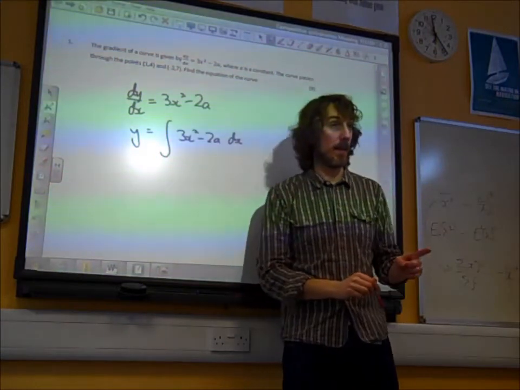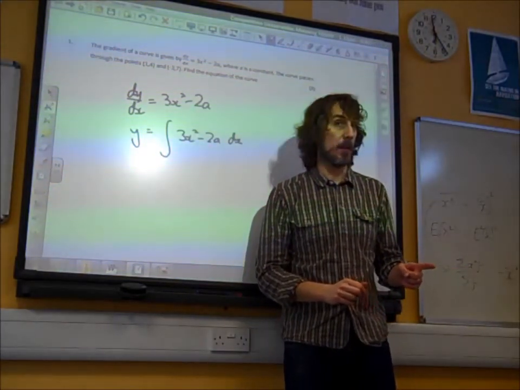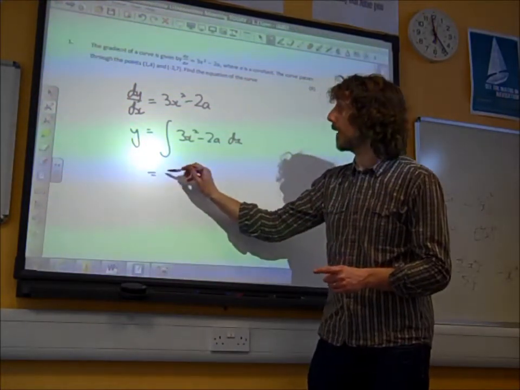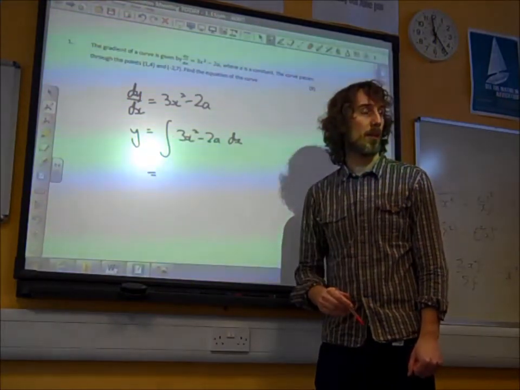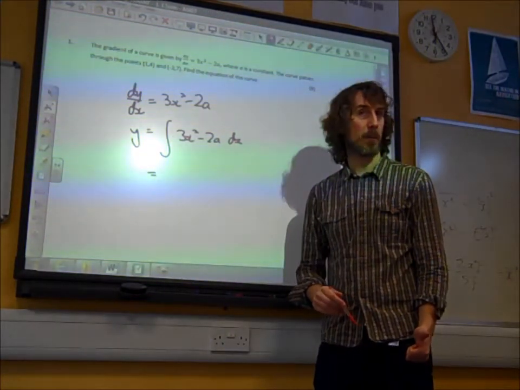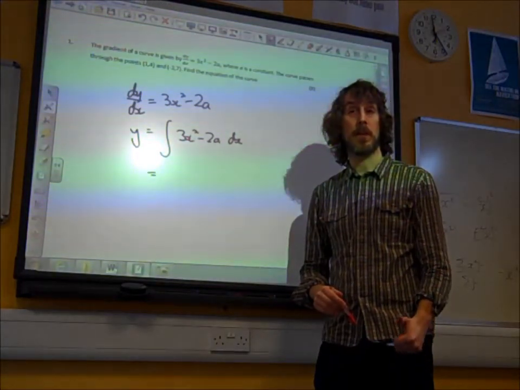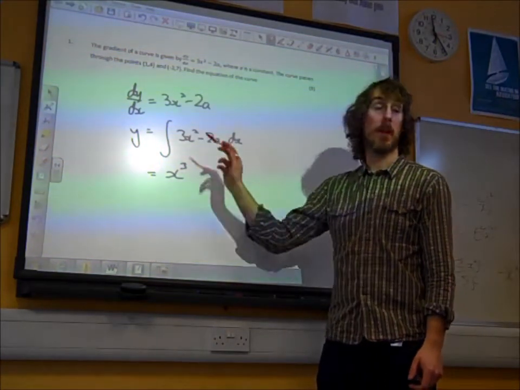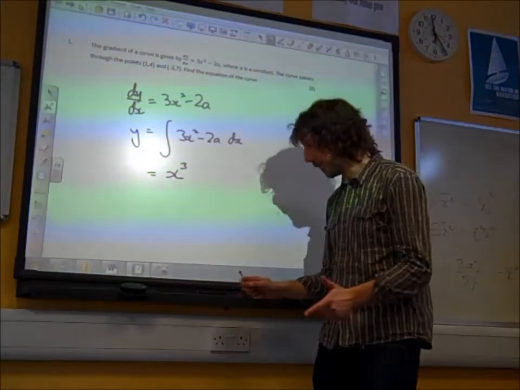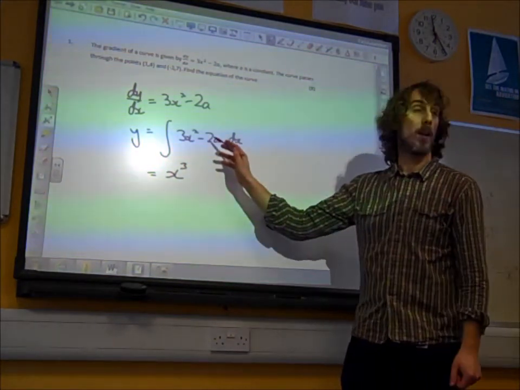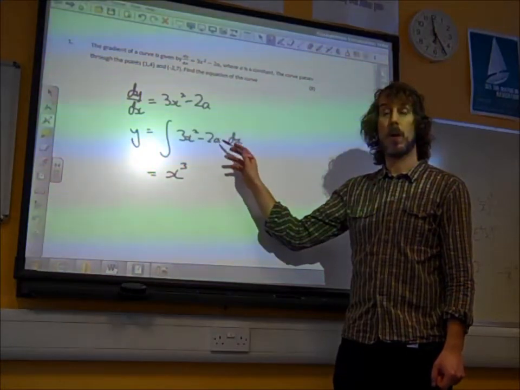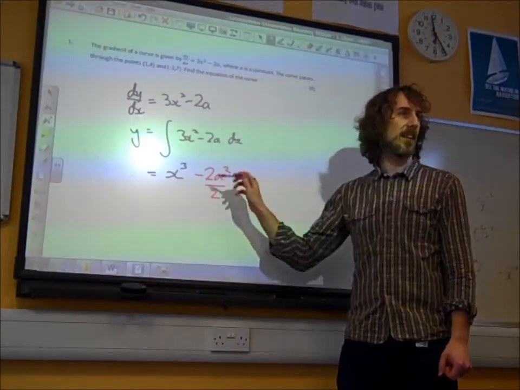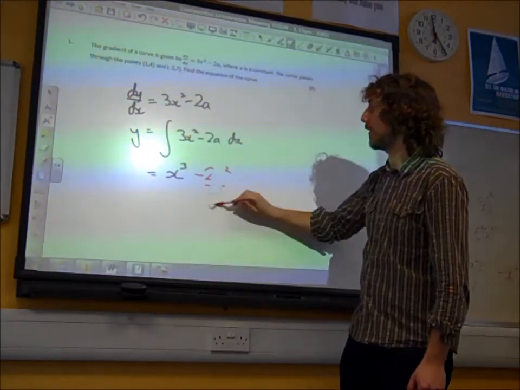Now I am anticipating lots of you will have made a similar mistake at this point. Maybe not lots of you, but some of you will have made a similar mistake. And that is, you will have seen this bit that says 3x squared and done that bit great. 3x squared, add 1 to the power, that's 3x cubed. Divide by the new power, so we're dividing by 3, so we get x cubed. We know that because if you differentiate x cubed, you get 3x squared. Great. Then, you might have written minus 2a squared over 2, and even cancelled out the 2 to get minus a squared.